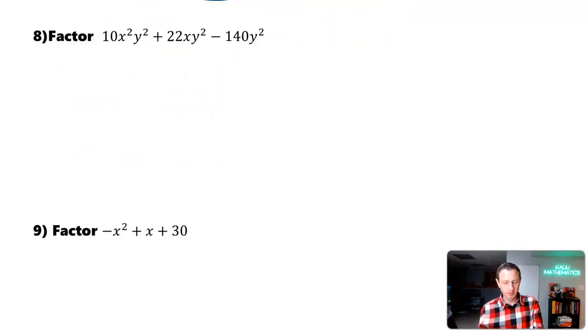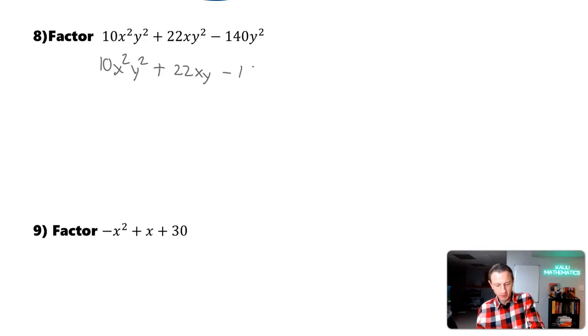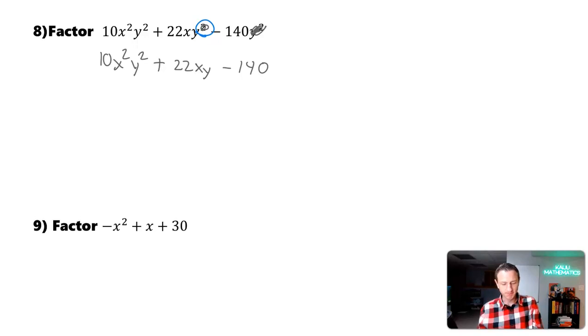On this next problem, I want to modify this a little bit. I think I threw in a couple extra pieces of information. So I'm going to call this 10xy squared plus 22xy minus 140. I'm just going to change that around a little bit. There's two problems that I added in that 2 right there. I could have made it 2 separate problems, but I'm just going to keep it like this.